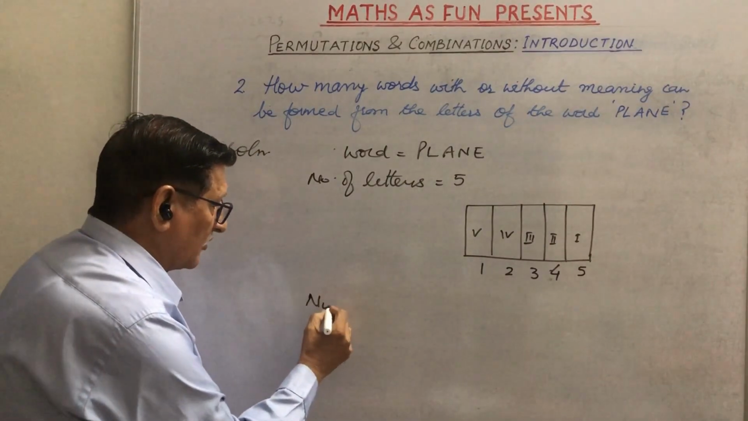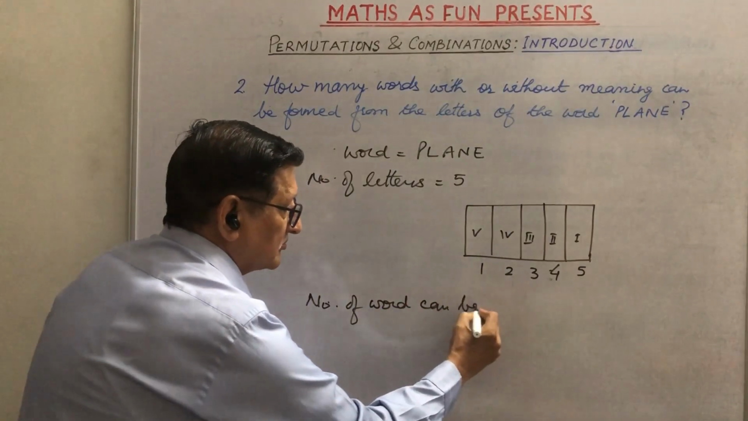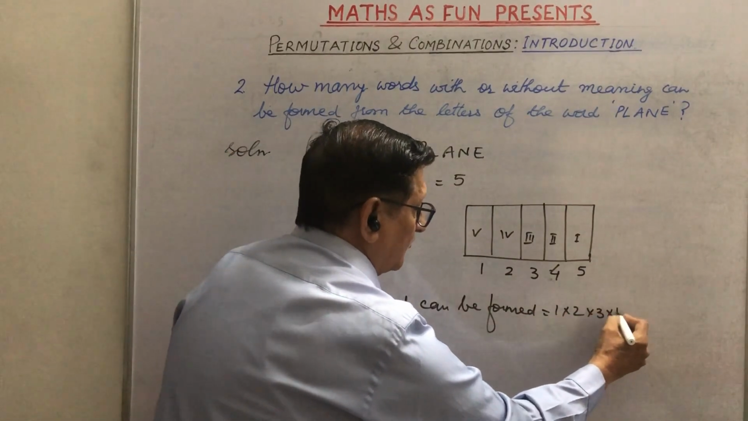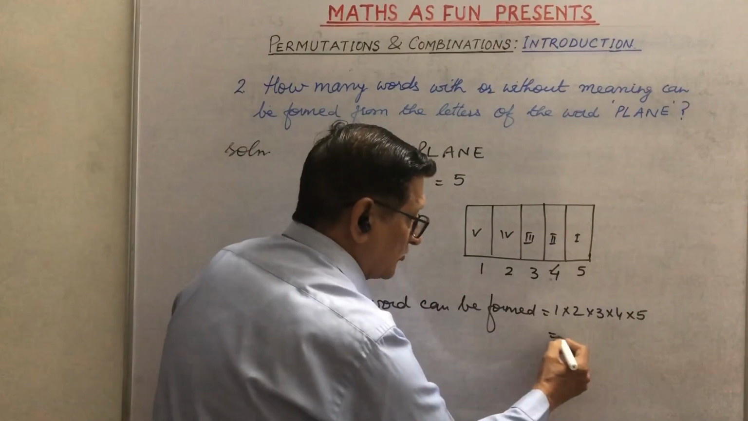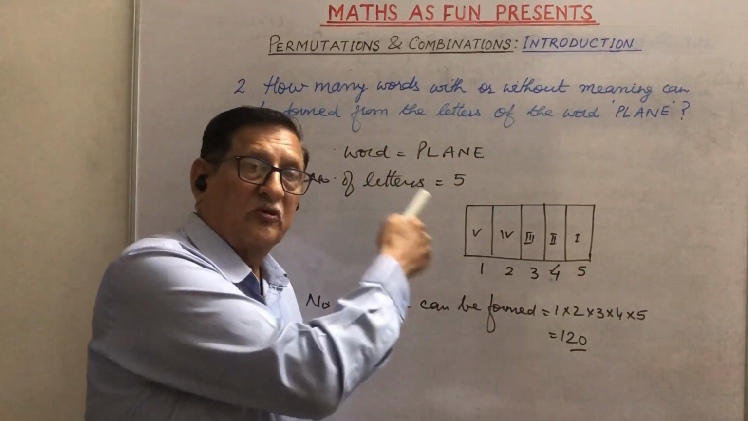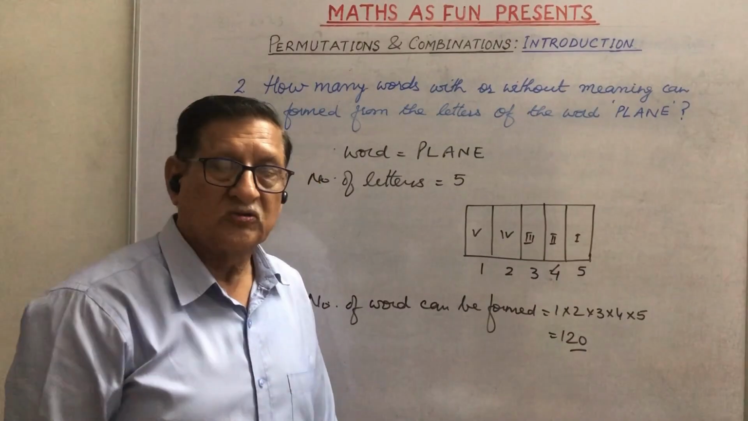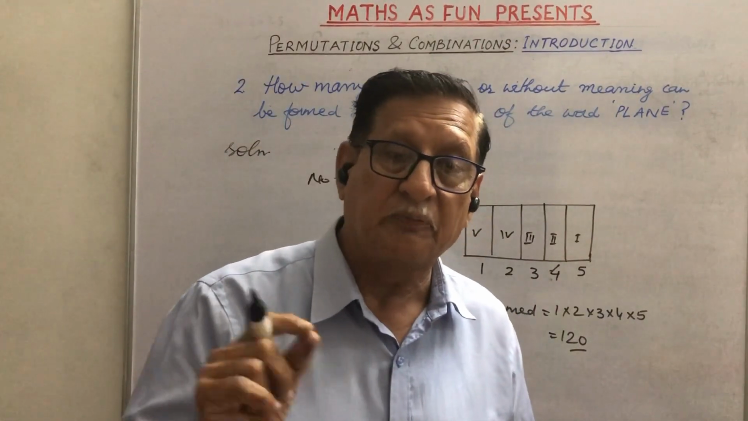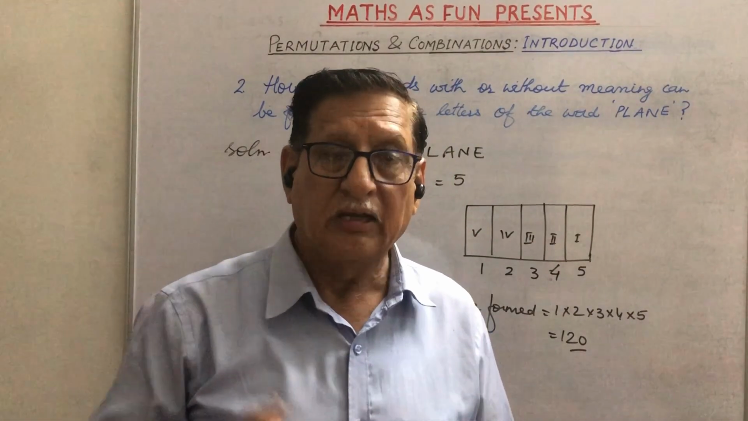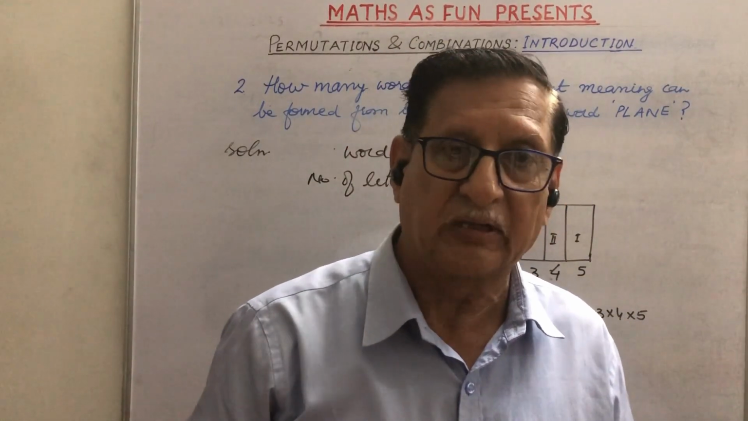So we find the number of words that can be formed will be equal to 1 into 2 into 3 into 4 into 5, which is equal to 120. It means 120 words with or without meaning can be formed from all the 5 letters of the word plane. So we have understood here now the fundamental principle of counting and the fundamental principle of addition. In the next video, we will be learning about the factorial notation and its application.